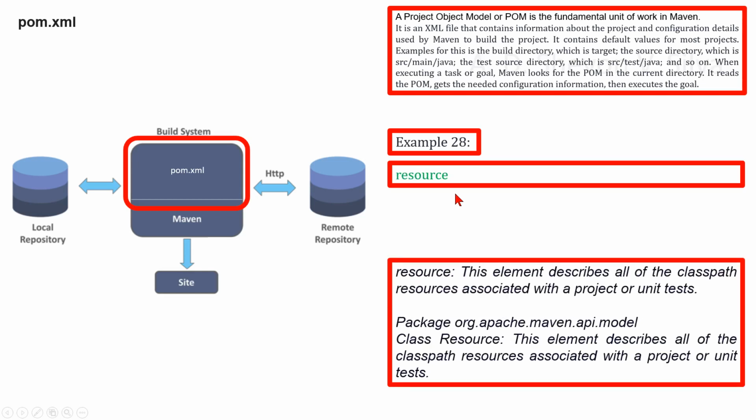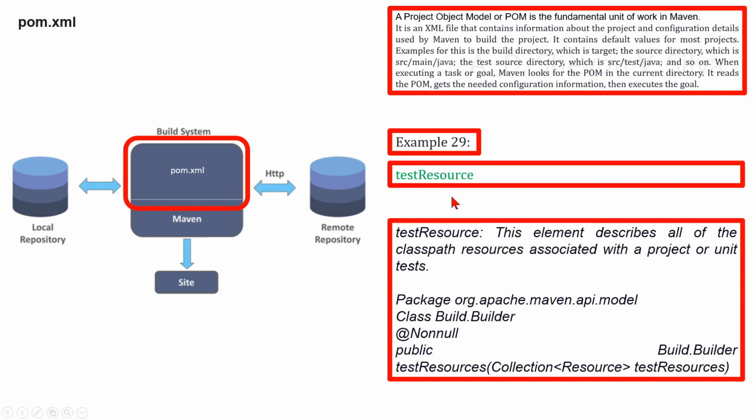Resource. This element describes all the classpath resources associated with the project or unit test. Regarding API, the class Resource in package org.apache.maven.api.model. This element describes all of the classpath resources associated with the project or unit test. Regarding API, the method @NonNull public Build.Builder testResources(Collection<Resource> testResources) in class Build.Builder in package org.apache.maven.api.model.